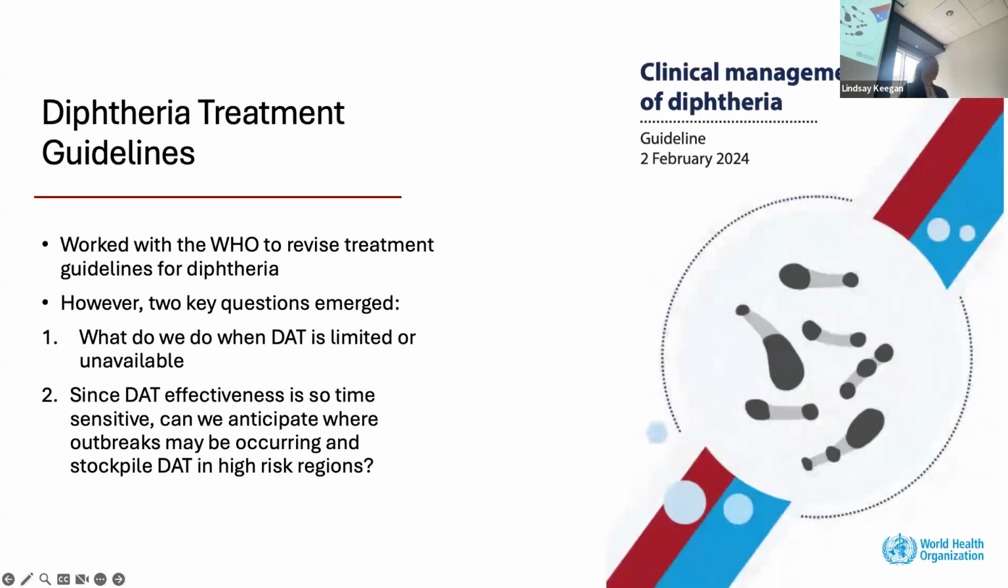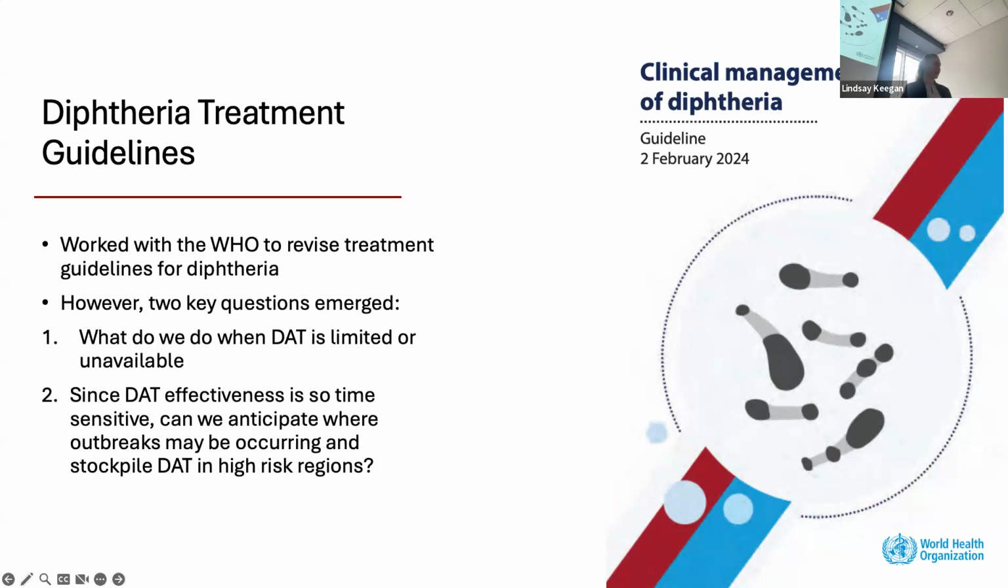And so last year I worked with the WHO to reimagine and revise the diphtheria treatment guidelines, the clinical management for diphtheria, and they're still recommending that every case gets diphtheria antitoxin. But the real problem is, and these questions emerged that couldn't be answered during this process of making these treatment guidelines, is what do we do when diphtheria antitoxin is not available? How do we treat people then?